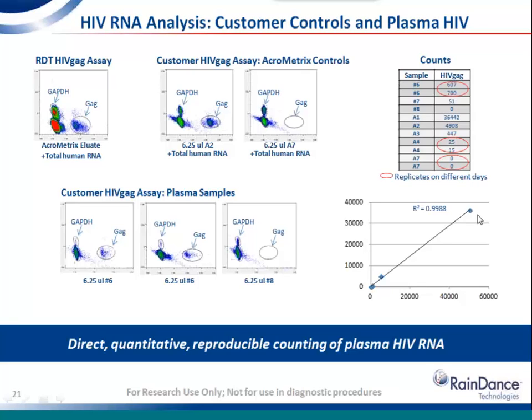And you can see that the Acrometrics dilution series is highly linear, and also several of these samples were done in replicates, and you can see they're outlined here in red. The negative control, the low input Acrometrics positive control, and the plasma samples themselves were highly reproducible with low CVs.